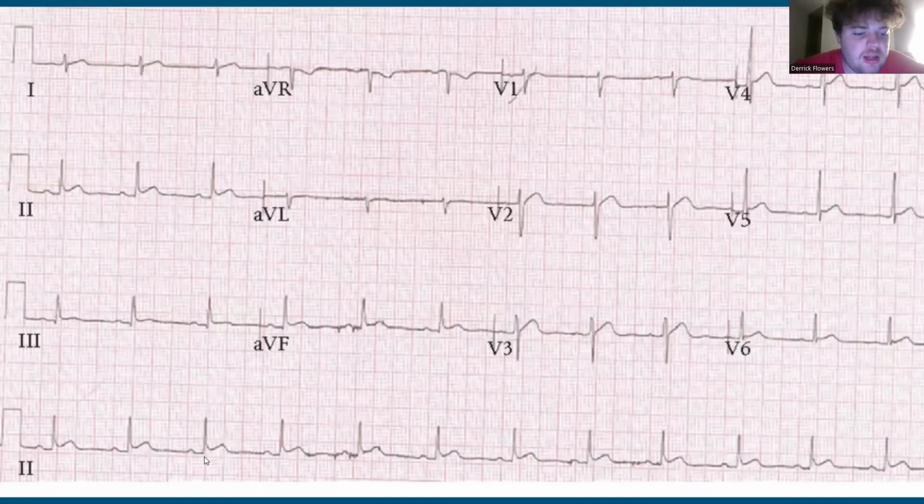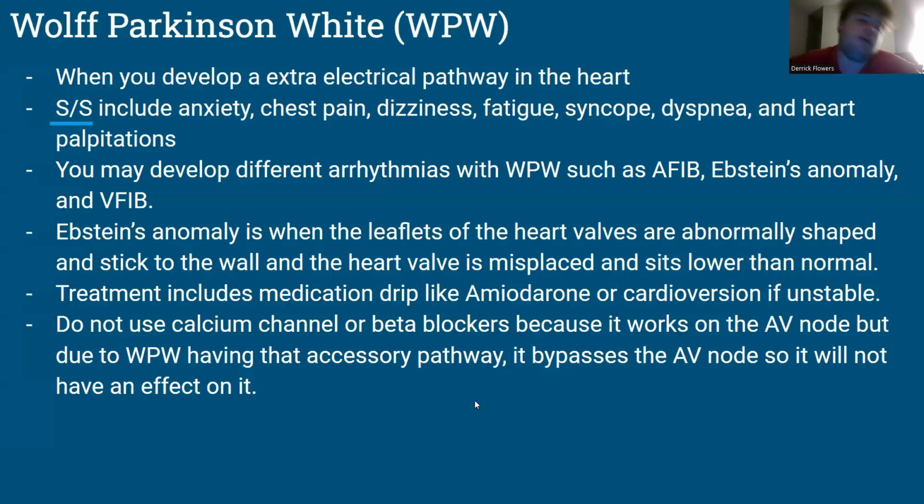This is hypercalcemia. The QT interval is short, right? It's really fast. That means your calcium levels are high. It's conducting fast contractions. Now, this is Wolff-Parkinson-White, WPW. This is when you develop an extra pathway in the heart. Signs and symptoms of this are anxiety, chest pain, dizziness, fatigue, syncope, dyspnea, shortness of breath, and heart palpitations. You may develop different arrhythmias from this, such as AFib, Ebstein's anomaly, and VFib.